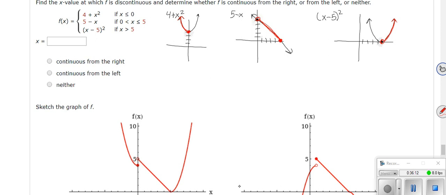Combine all 3 of those together onto one graph, and you got yourself an answer, and then you have to figure out where it's continuous from. What is its point of discontinuity? When do you actually have to pick up your pencil? That's the point of discontinuity. And then if that's the point of discontinuity, is it still at that point continuous from the right or the left or neither? Okay, I'll let you all play with that.